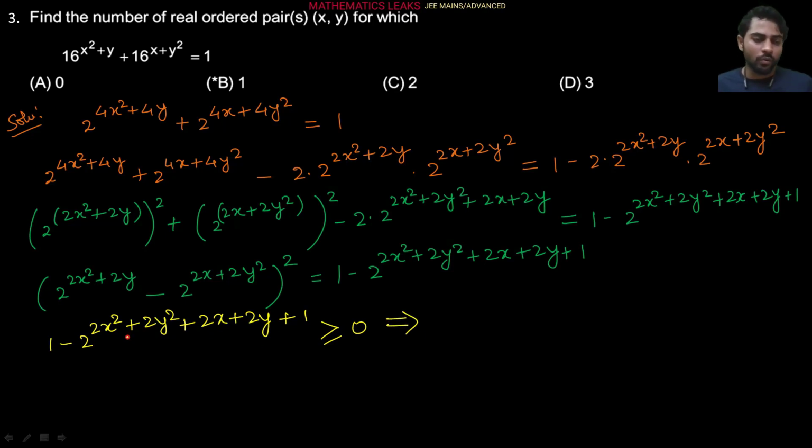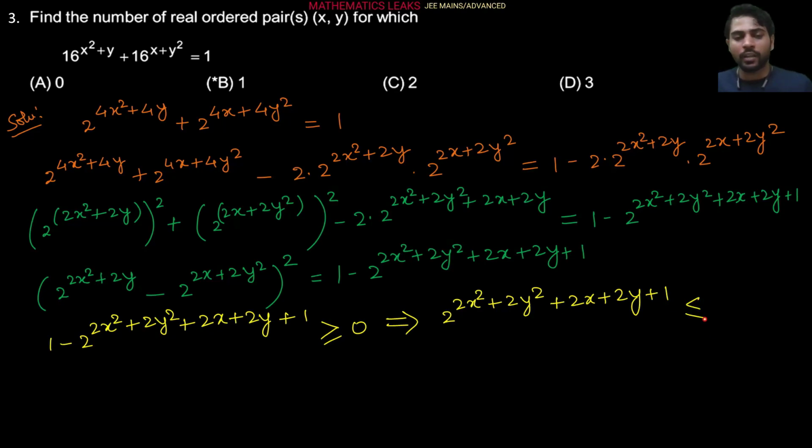Now I am shifting this quantity to this side of the inequality. So 2 to the power 2x square plus 2y square plus 2x plus 2y plus 1 is less than or equal to 1 here. Clear, everybody? Now this 2 I am just transferring here, so it will become logarithm base 2 of 1 on the right side of the inequality.